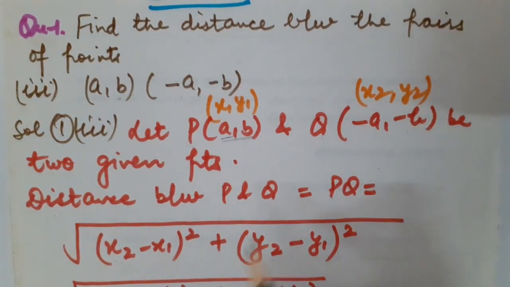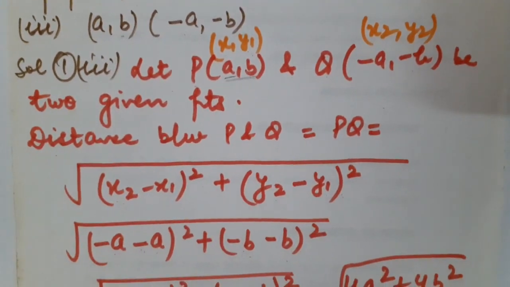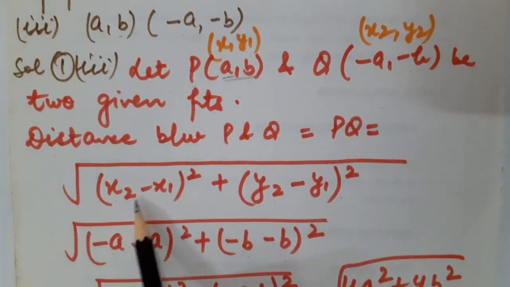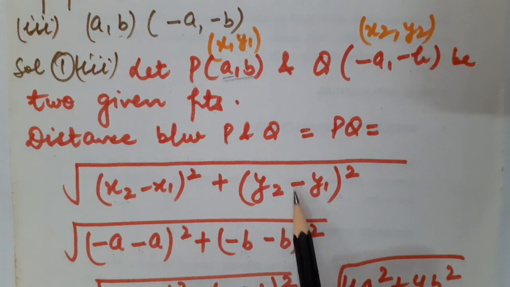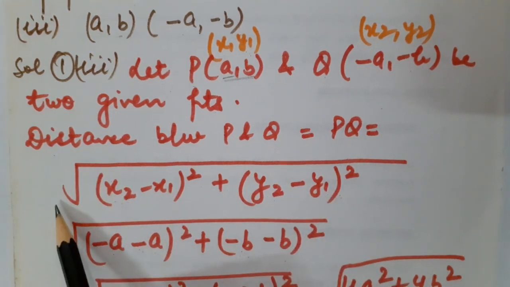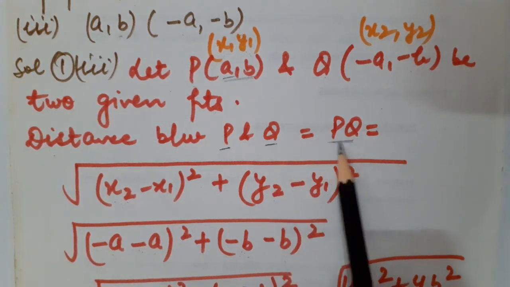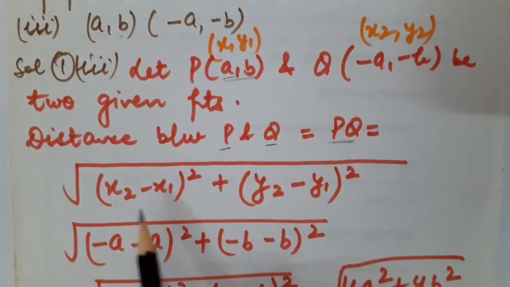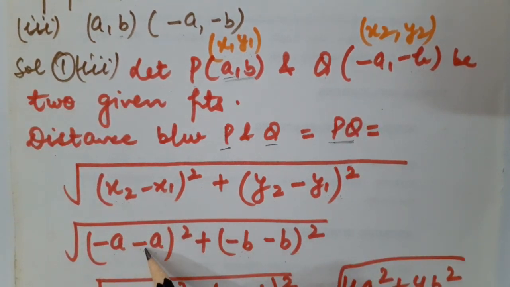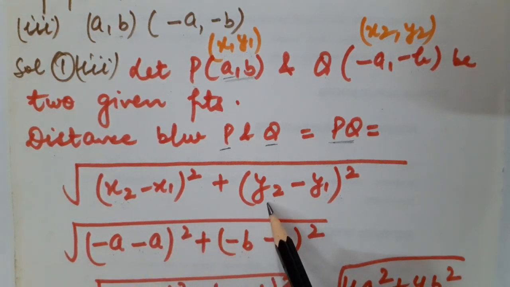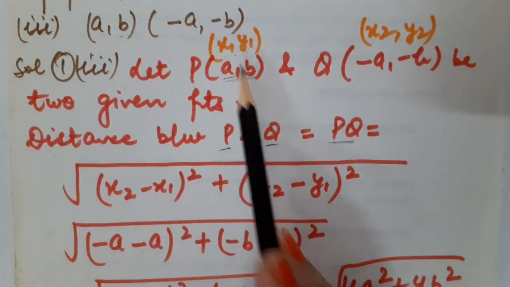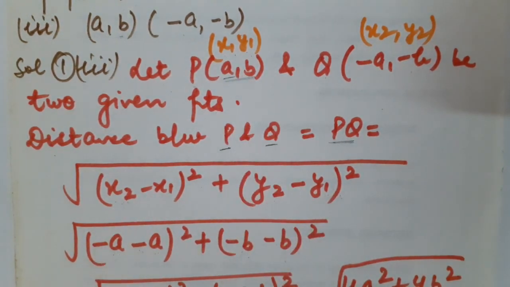Fine children. Now let us apply the distance formula which I have just narrated, that is x2 minus x1 whole square plus y2 minus y1 whole square and whole under root. You had P and Q points given. So how will you represent it? You will represent it by PQ. Fine children. Now x2 is minus A, this minus sign which is there in the formula. Then x1 is A, its whole square, plus y2 is minus B, then this minus sign and y1 is B. Look at here. Fine. Its whole square and then whole under root.